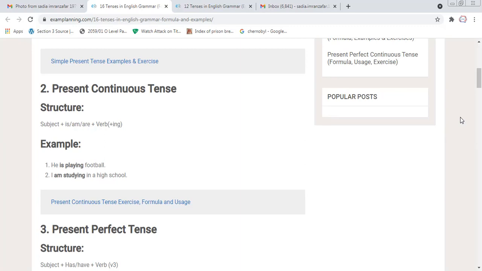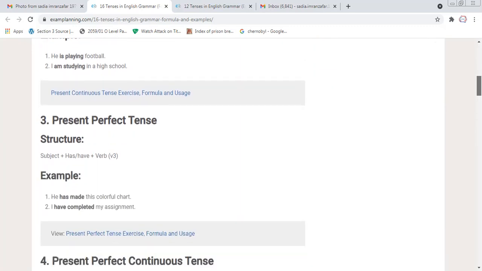Now we come to present perfect tense. This is the structure of present perfect tense, in which we use a subject, then we use has or have with it, and then the verb. And then the rest of the sentence is related with it. So the subject is a pronoun or a noun, then the helping verb is has and have.